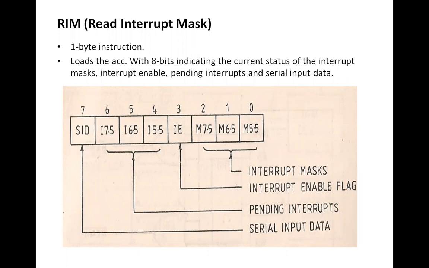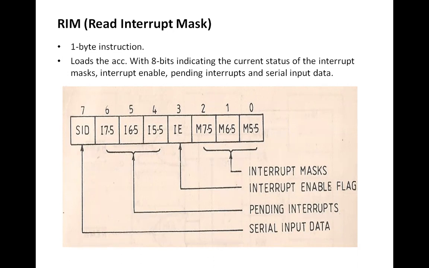So after executing the interrupt service subroutine, the processor checks whether any other interrupt is pending by using the instruction RIM. If any interrupt is pending, the processor executes its interrupt service subroutine before it returns to the main program.